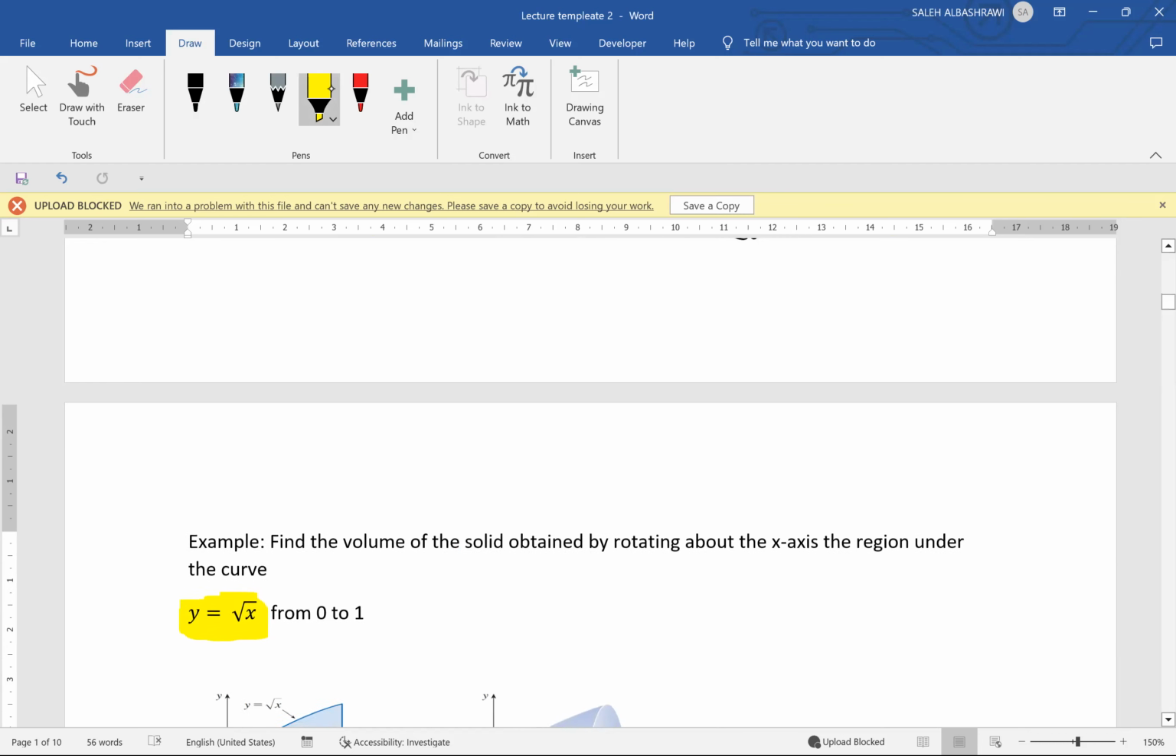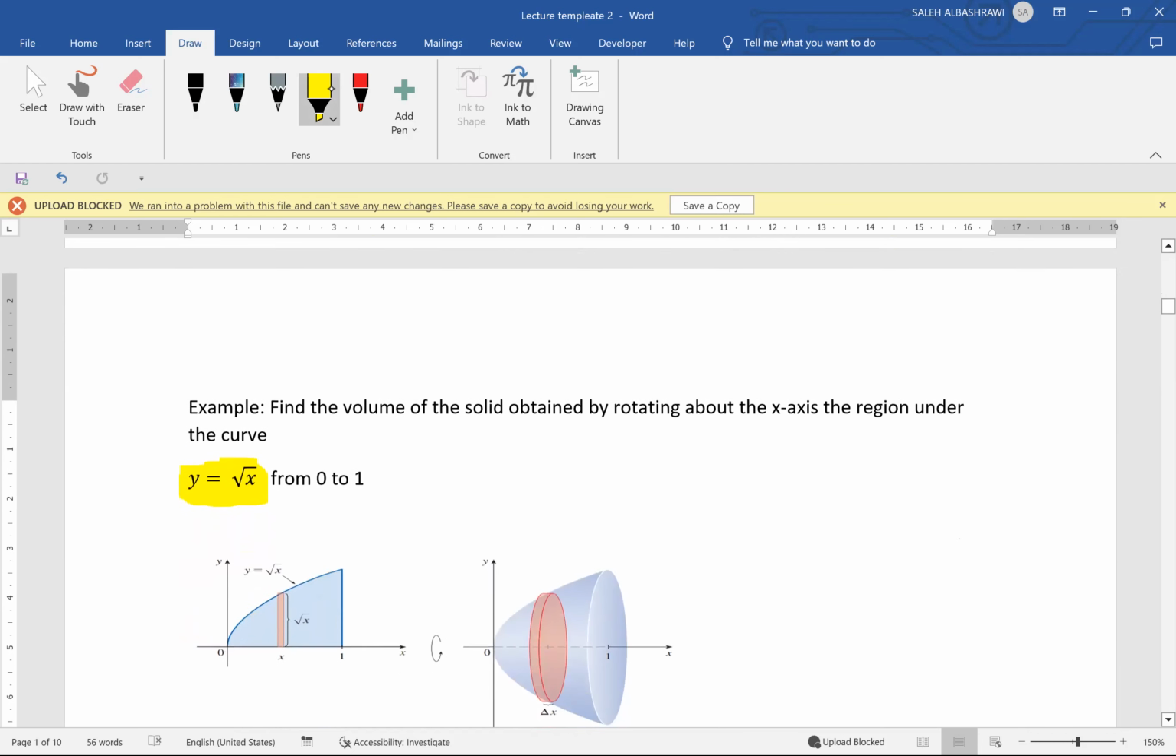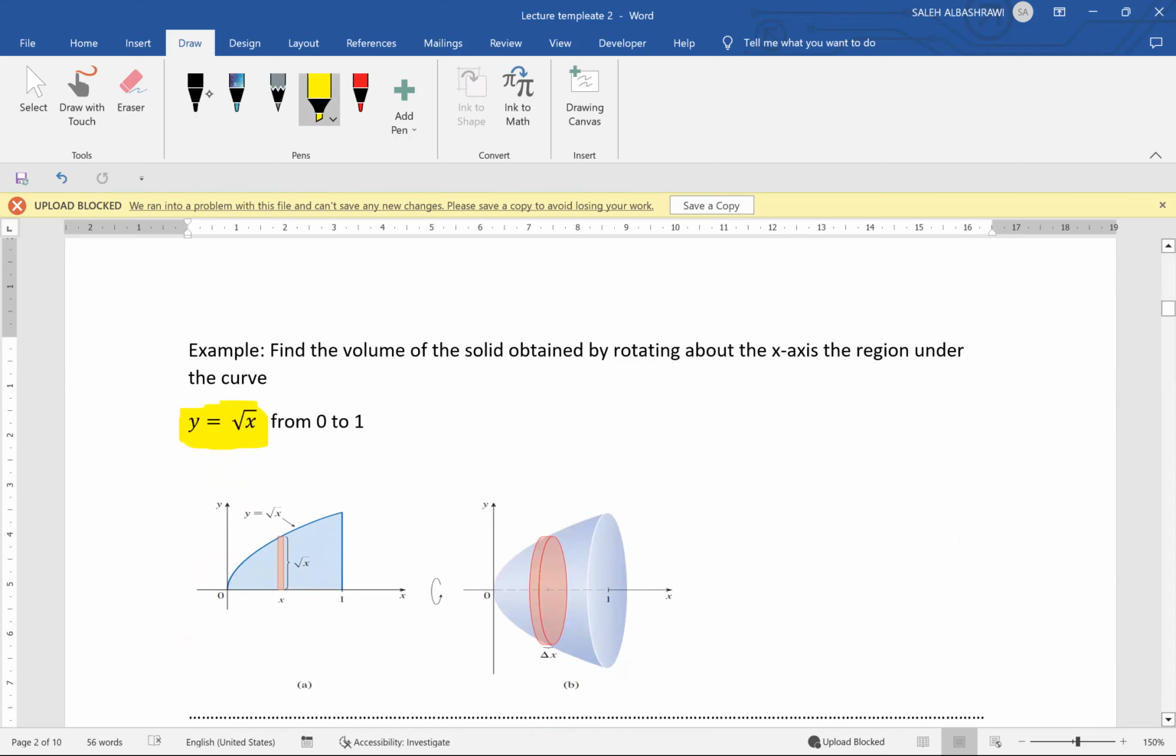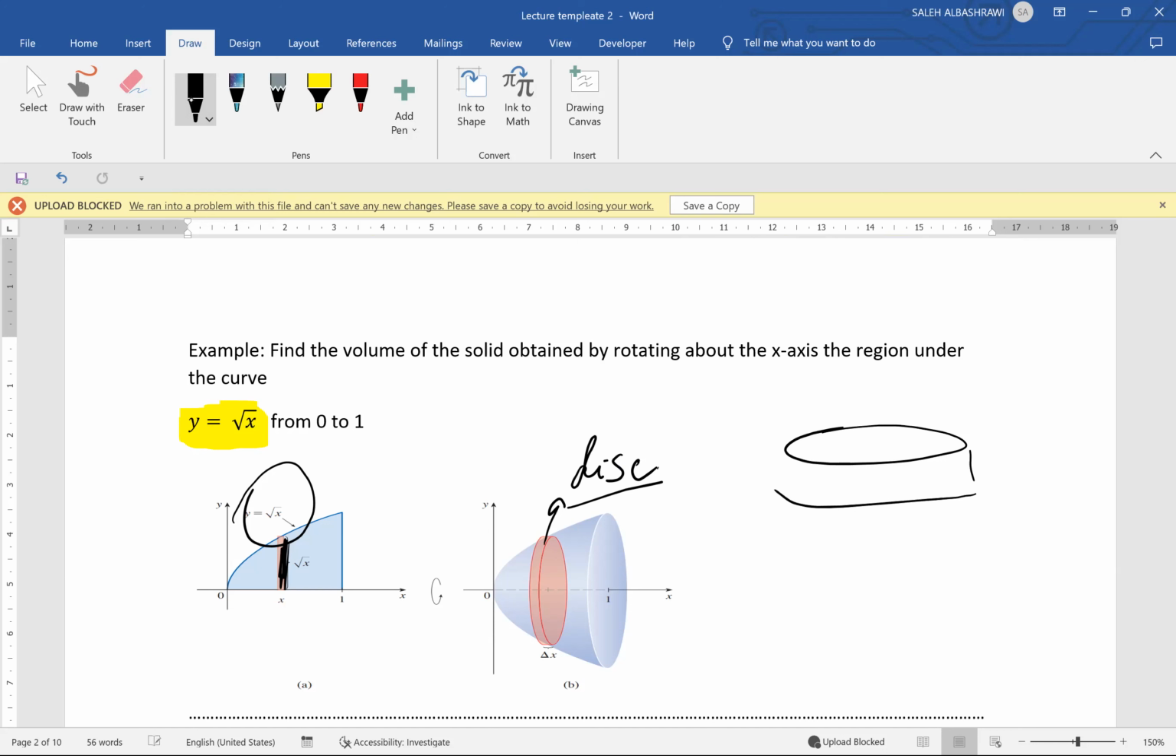If we do this one, we know that the function y equals square root of x takes this shape. So this is y equals square root of x. Now the typical rectangle, which is this one, if we rotate it about the x-axis, we will have a disk. We call this a disk. Now the disk is just a cylinder, a circle, and there is height. This is a cylinder.